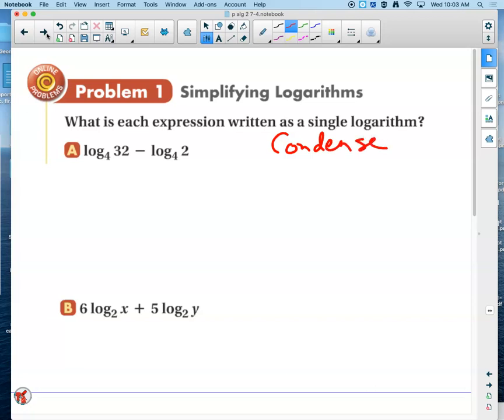And the first thing to watch out for when it says condense or write as a single logarithm is, do they have the same base? Because the only way we can put them together is if they have the same base.